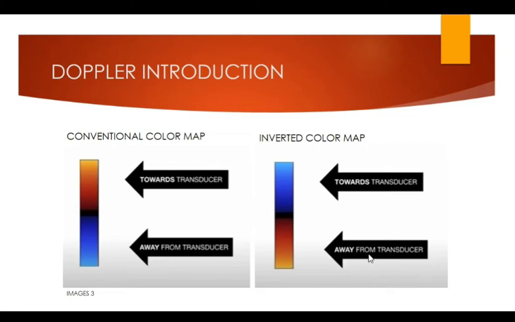And the reason why people do flip this is because sometimes when they know that they've found an artery and they're looking at an artery, they want to switch it so that an artery is red and a vein is blue. And so that's why we invert that color map at times.